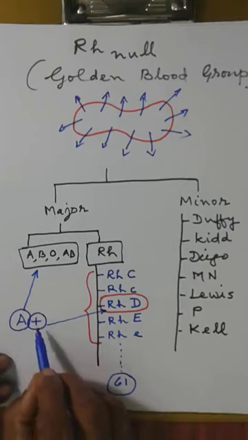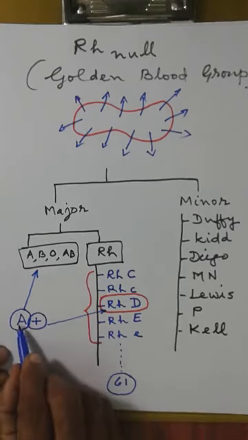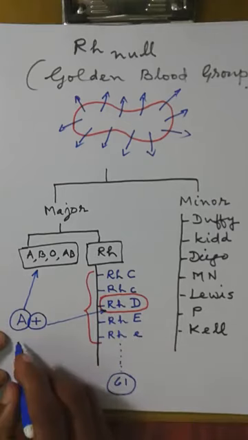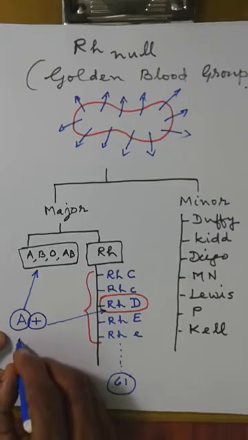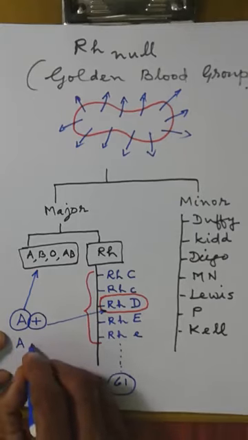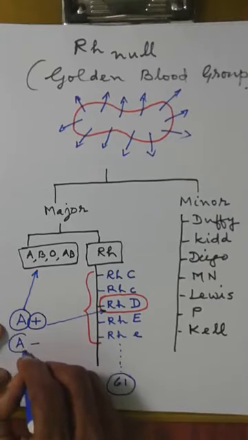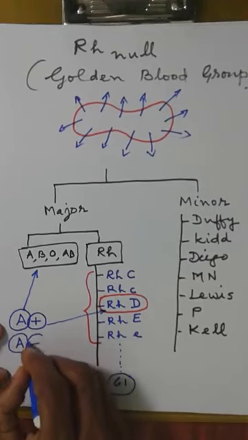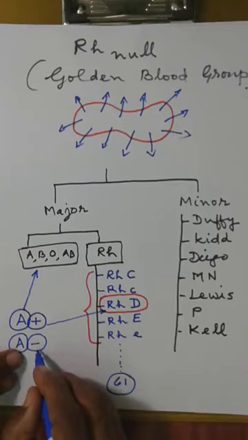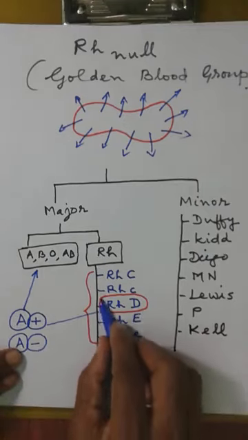I will explain again. When I say A plus, RHD is also present. Okay, I am writing another one. When I say A minus, what does it mean? Here this minus means RHD is not present.